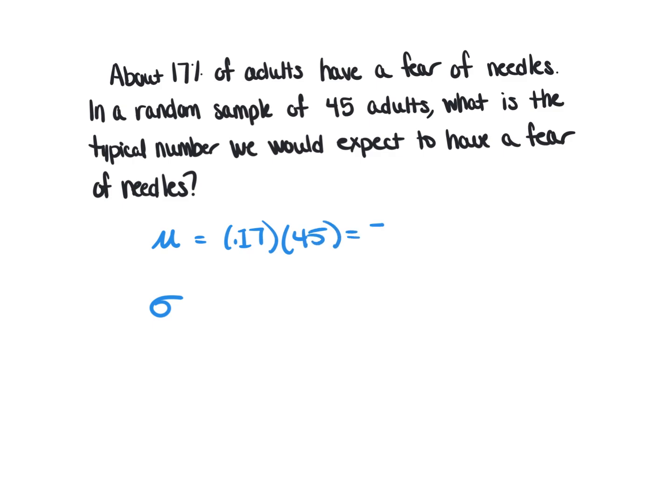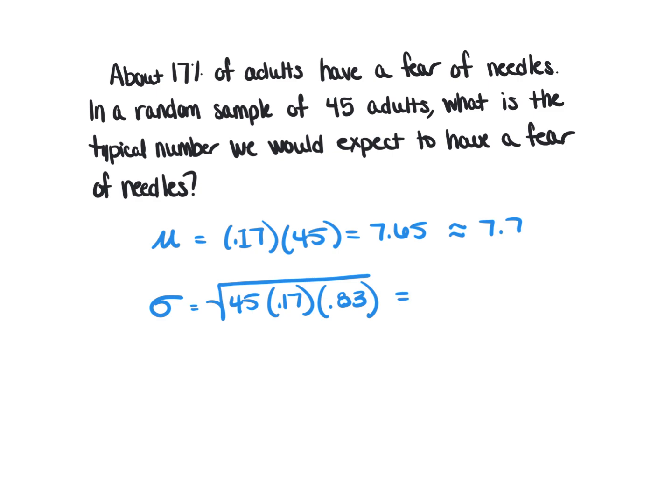And that turns out to be 7.65, which I'm going to round to one decimal place. So about 7.7 is our mean. Now, our standard deviation is the square root of n, our sample size, times p, the probability someone has a fear of needles, times 1 minus p, the probability someone does not have a fear of needles.